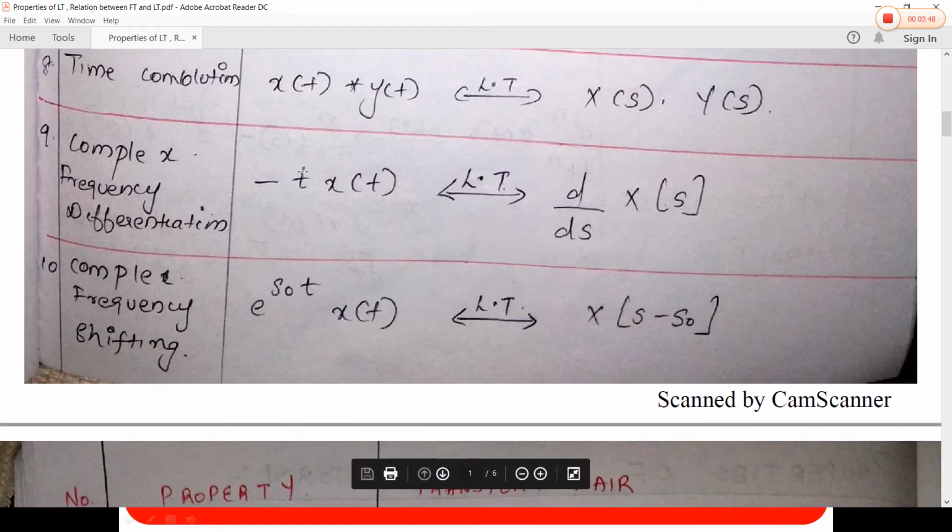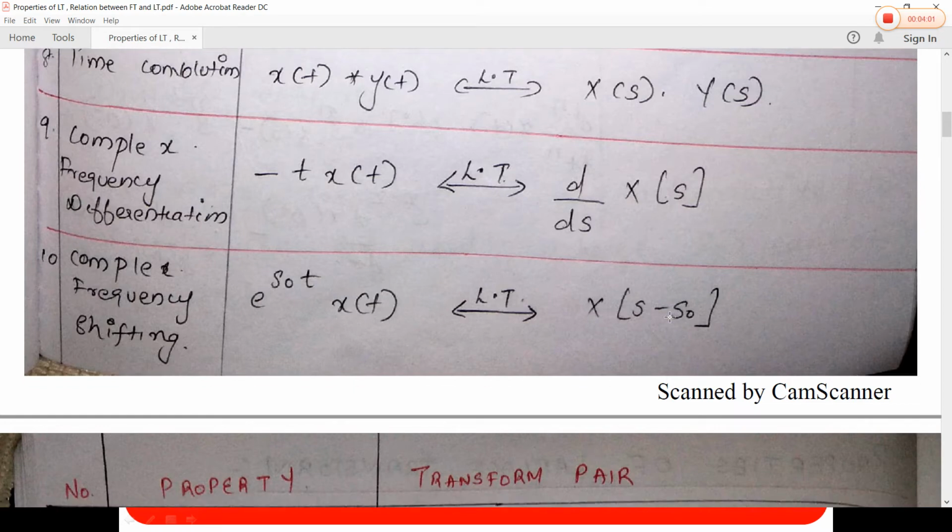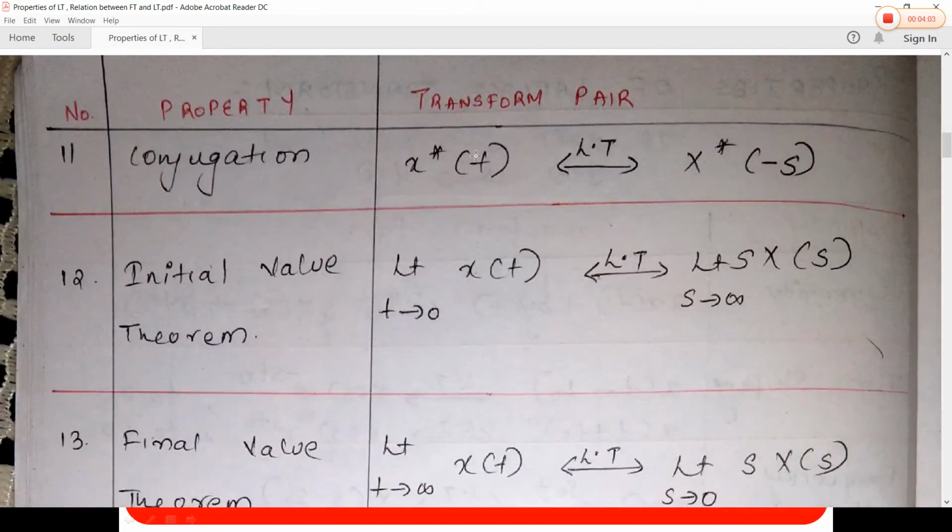Complex differentiation property is given by minus t x of t. Laplace transform will give you d by ds of x of s. Complex frequency shifting will give you e raised to s naught t x of t. Laplace transform will give you x of s minus s naught. Conjugation is given by x star of t in the time domain gives you Laplace transform x star of minus s star.